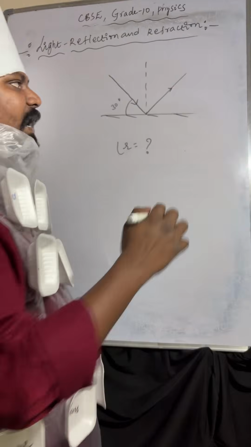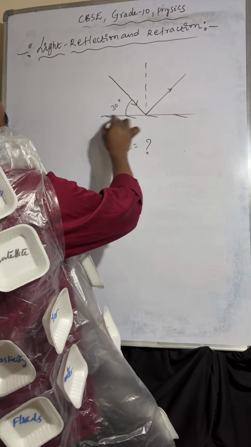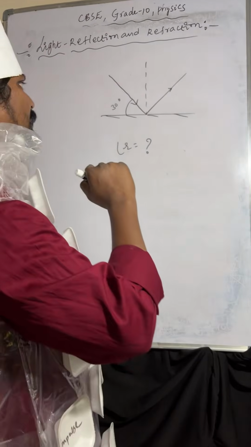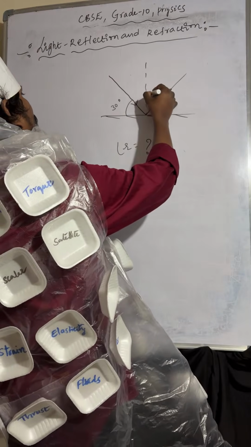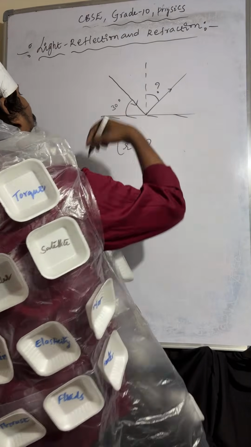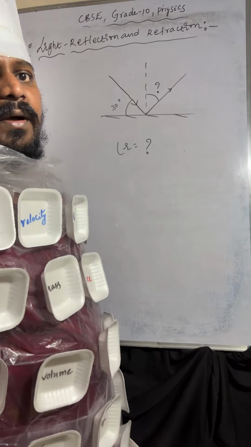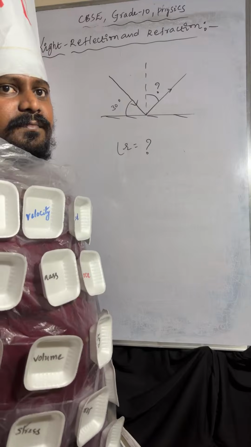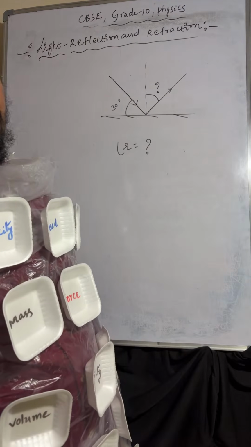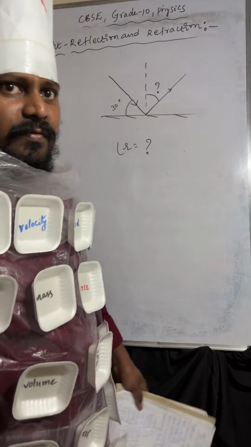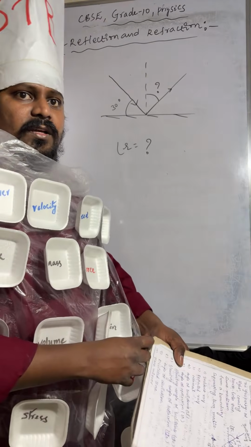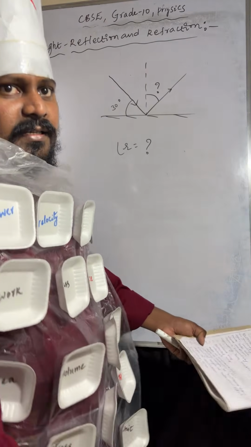So you can see the angle between incident ray and plane surface is 30 degrees. What is the angle of reflection? So this angle I want. What is the angle of reflection? How much? So the angle of reflection is 60 degrees, correct?